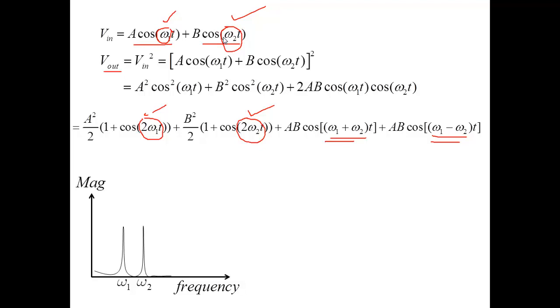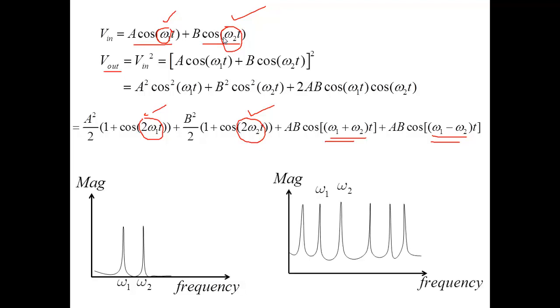And at the output of the mixer, I will not be getting a simple spectrum as I have got here. Instead, I will get a spectrum like this, where obviously these two are omega 1 frequency, omega 2 frequency, but we have additional frequencies which are basically twice omega 1, twice omega 2, and then an omega 1 minus omega 2 frequency, and then omega 1 plus omega 2 frequency.